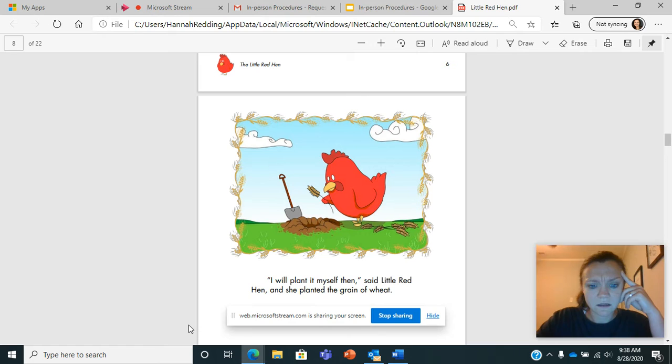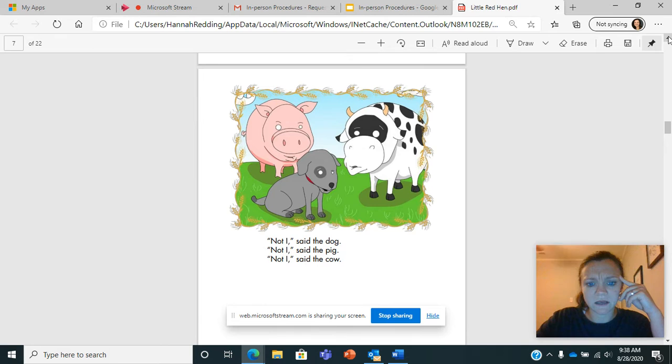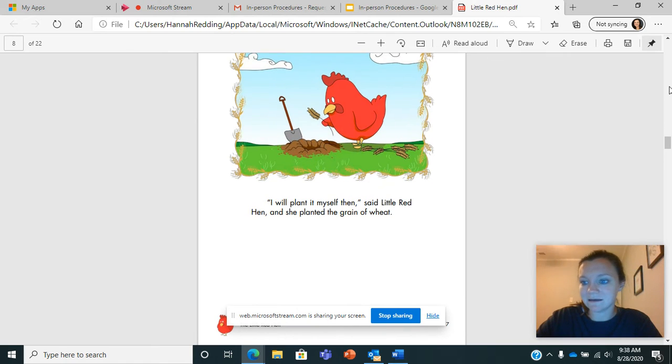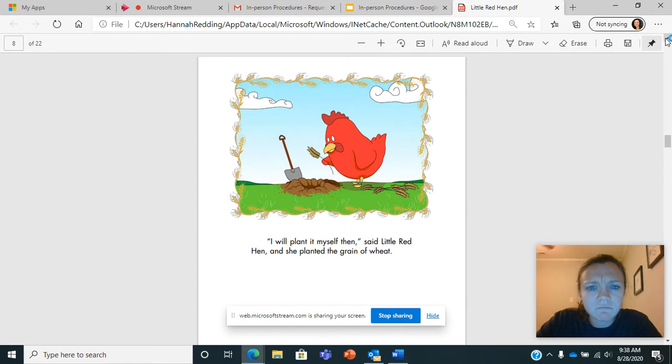Let me look back because I think there was a little bit of a problem. Oh, that's right. The cow, the pig, and the dog would not help her to make fresh bread. Oh, gosh. So that is the beginning of our story. The animals won't help Little Red Hen make her fresh bread. But did Little Red Hen get angry and upset? No, she did not. She persevered. We've talked about that word before. She persevered and she is doing it herself.